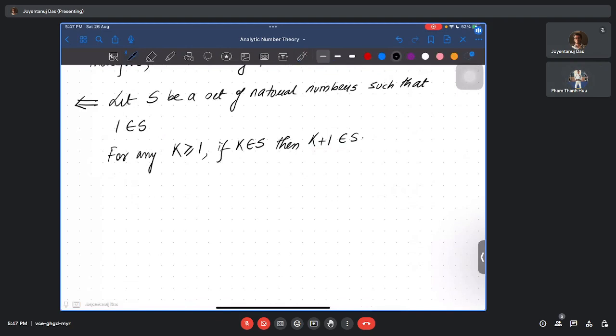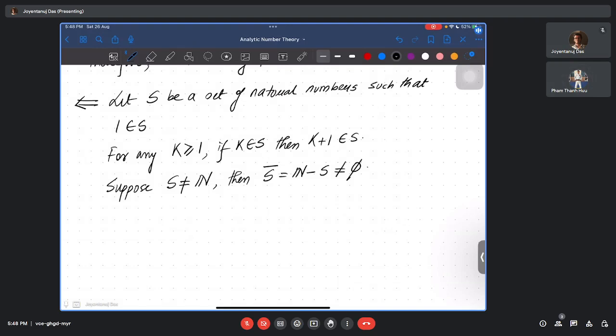So that is the contradiction. We'll assume, suppose, that S is not equal to the natural numbers. Then S bar, that is the complement, is nothing but n minus S, that is non-empty because S is not the whole natural numbers, right?